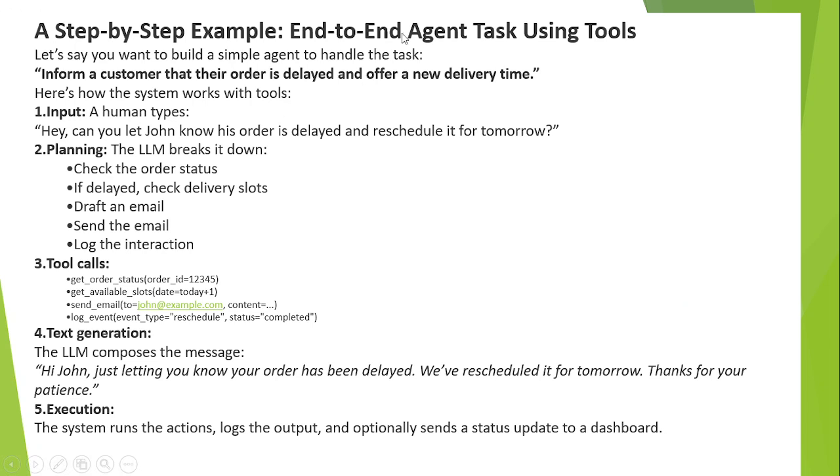So one example of these tools: let's say we want to build a simple agent to handle the task of informing a customer that their order is delayed and offering a new delivery time. The human will type, can you let John know his order is delayed and reschedule it for tomorrow? Now the LLM breaks it down. It will check the order status, check if it is delayed, check the delivery slots, draft an email, send the email, and log the interaction. So what are the tool calls that it is making? First of all, it is getting the order status. Then it is getting the available slots. It will send an email, and then it will also log the event that it is rescheduled and the status has been completed, that is, this particular task has been done.